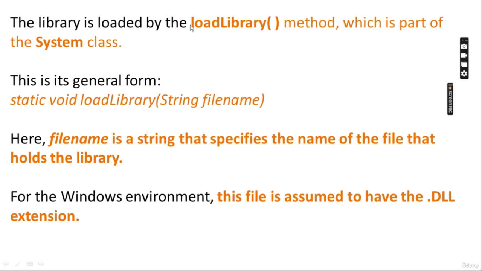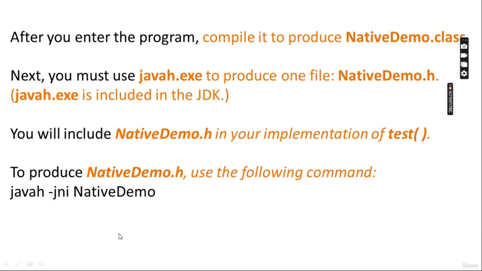This library is loaded by the loadLibrary method, which is a part of the System class. static void loadLibrary(String filename). Here, filename is the string that specifies the name of the file that holds this library. So static is a keyword, then the return type, loadLibrary, and which library you want to load. So filename will specify the string name of the file that holds the library. For the Windows environment, this file is assumed to have the .dll extension.